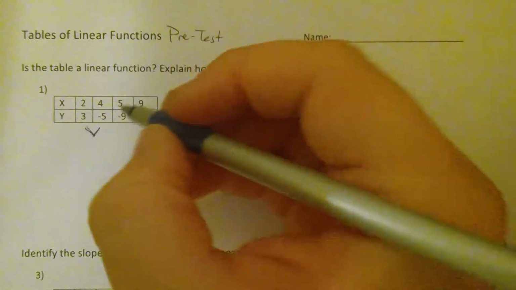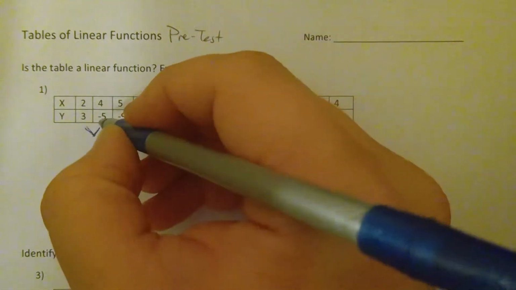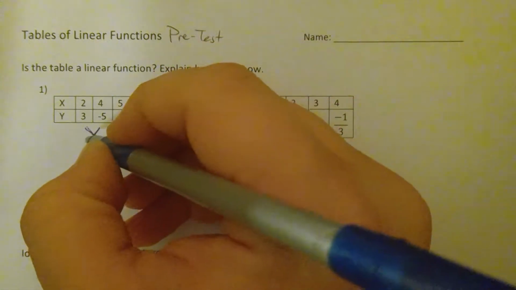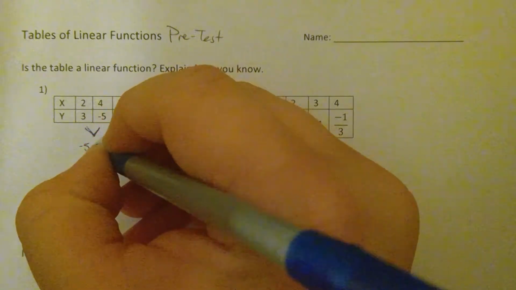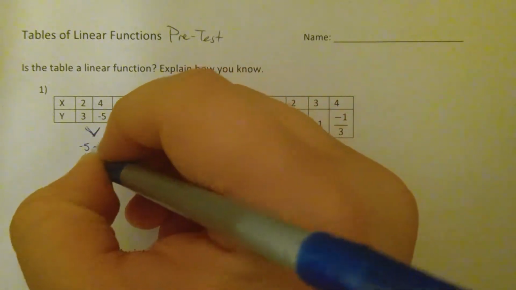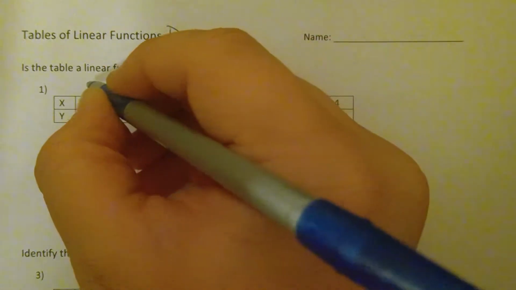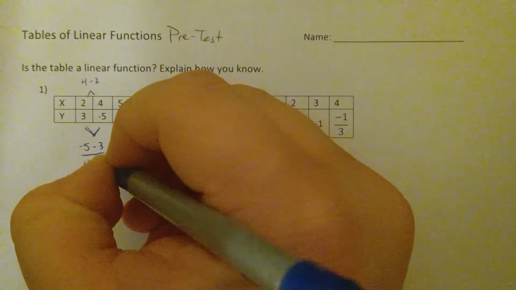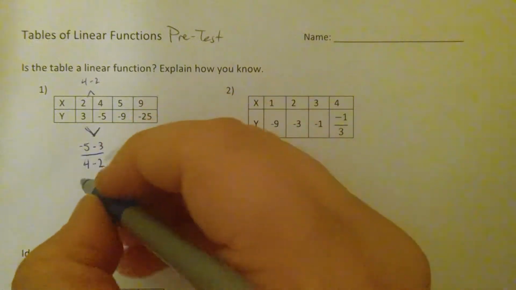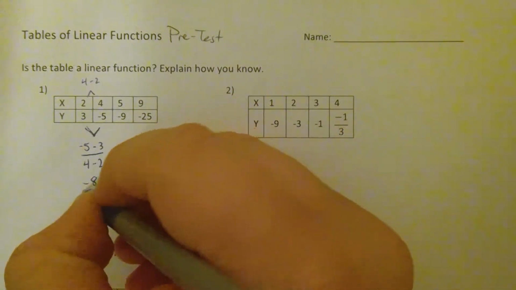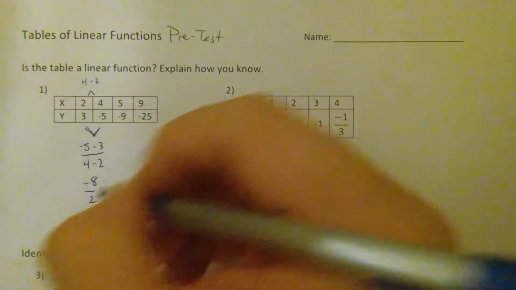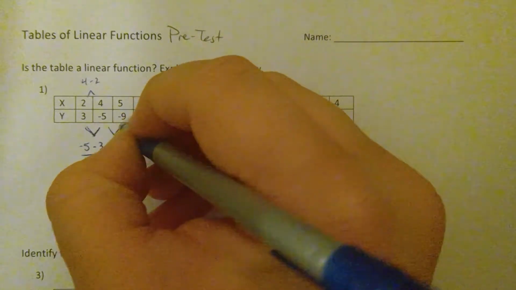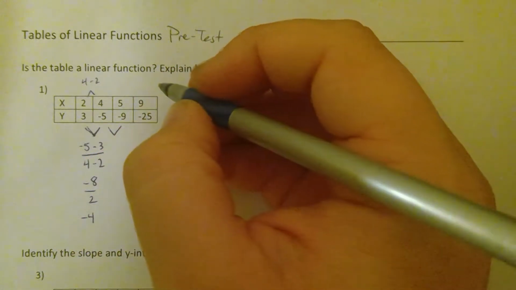Because if I'm looking at this one right here, I have negative 5 minus 3, but I also have 4 minus 2. So I have negative 5 minus 3 divided by 4 minus 2. It's going to be negative 8 over 2, which is negative 4. Now let's take a look at the next pair.